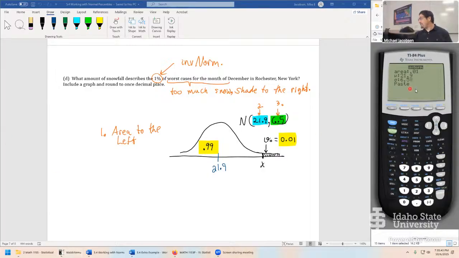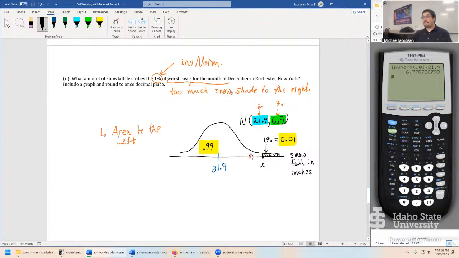So if you don't see that, if your calculator looks like this, here's what goes wrong. We gave an area of 0.01, hit enter just to go through the menus, and we get 6.7. So here's where the diagram's helpful. 6.7 doesn't make sense here. This is snowfall, and this is the upper end. Snowfall in inches. We're expecting something at least around 30 inches, maybe 27, but not 6.7 inches.